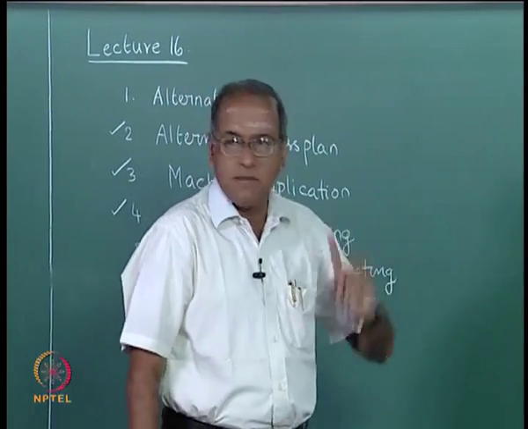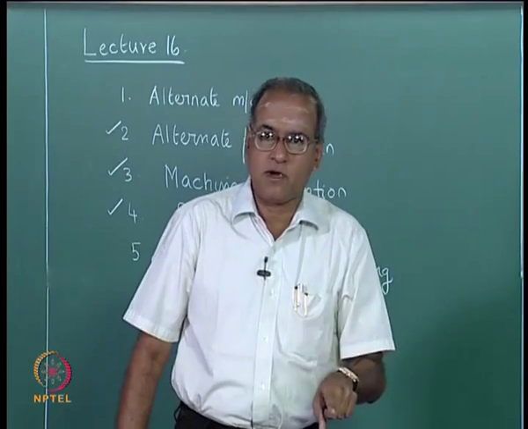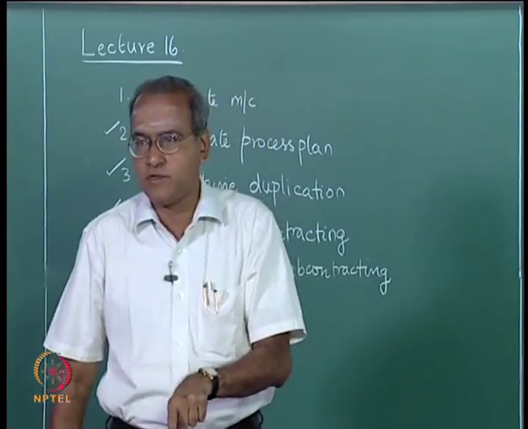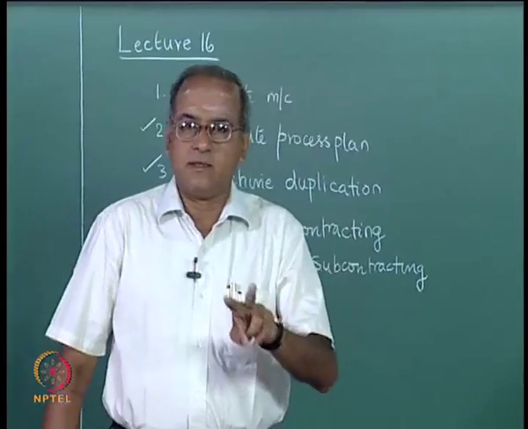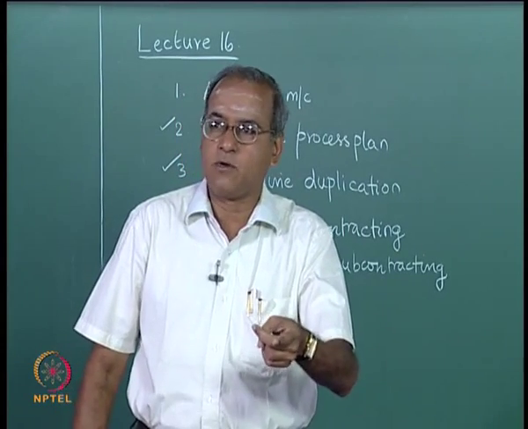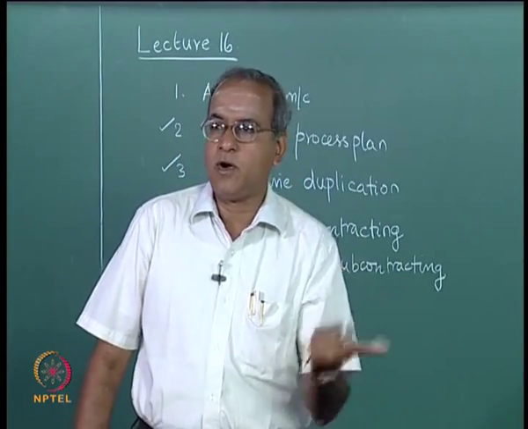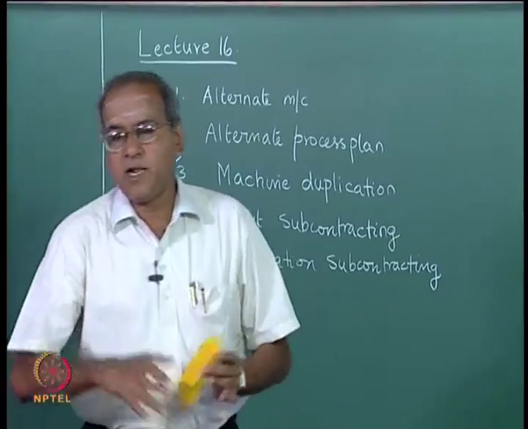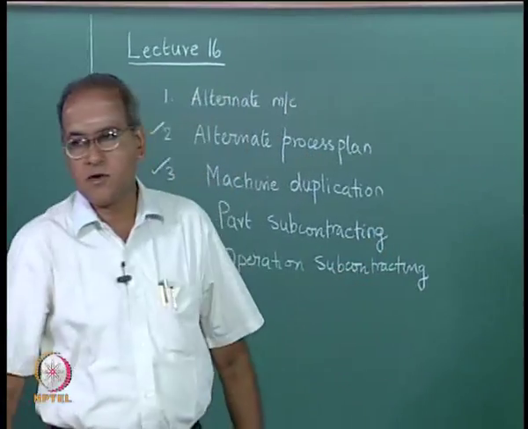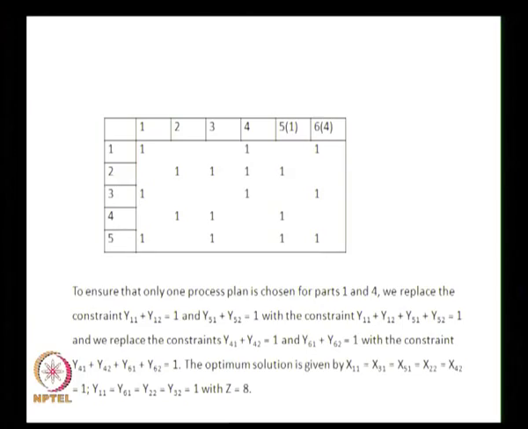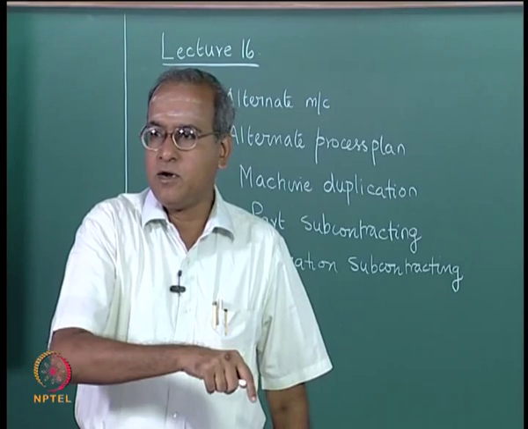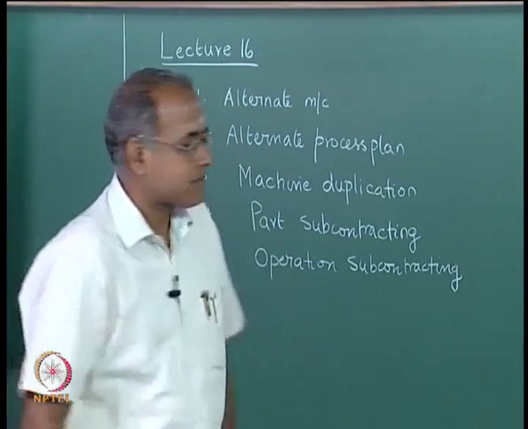As far as part number 1 is concerned, either process plan 1 is chosen or process plan 5 is chosen, and the chosen process plan can go to either group number 1 or group number 2. In a similar manner, for part number 4 also, either process plan 4 or process plan 6 is chosen, and the chosen process plan will either go to group number 1 or go to group number 2.